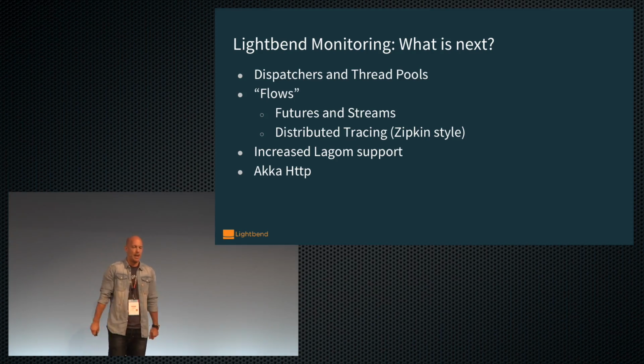Another thing that we're going to do is what we've branded flows, which basically is futures and streams. You can also think of actors as a kind of flow-through system, where your transactions are flowing through your system. Right now, we only have Akka actors monitored, but we're going to add this for futures and streams as well, so you get the same type of information regardless of what you're running under the hood. And we're also going to add distributed tracing using Zipkin or something similar. We're going to add increased Lagom support and Akka HTTP support.